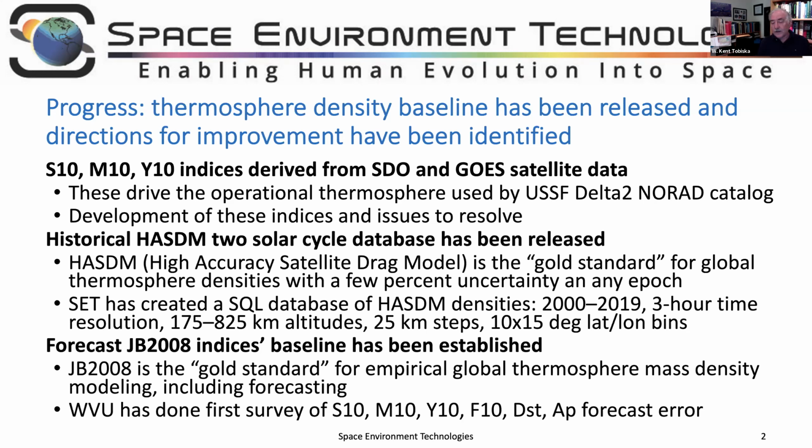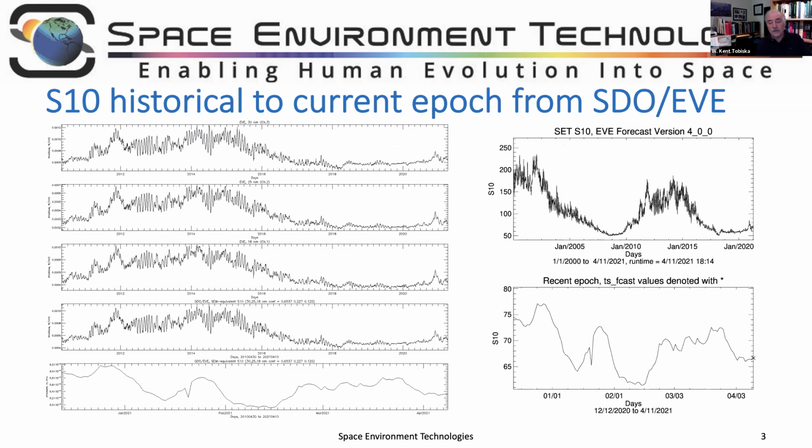It's a SQL database, and it's about a half a terabyte of every 3 hours, starting January 1st, 2000, going to December 31st, 2019. 25-kilometer altitude steps between 175 and 825 kilometers, and the latitude longitude bins are 10 by 15. In addition to that, we've looked at some metrics in terms of the forecast capabilities we're doing for our indices.